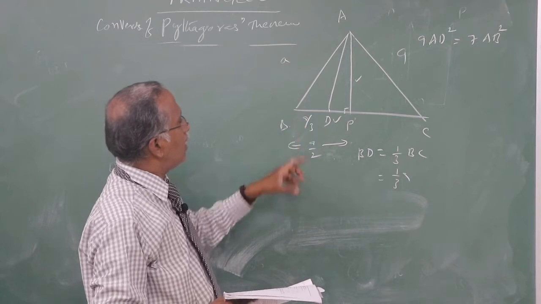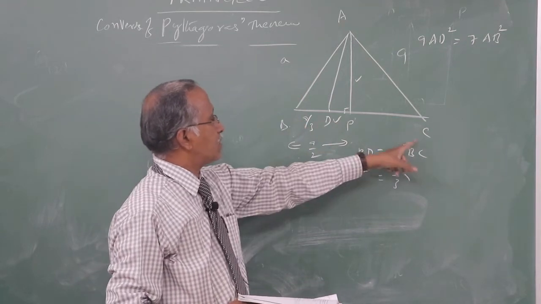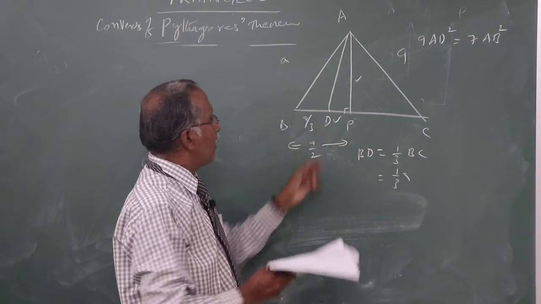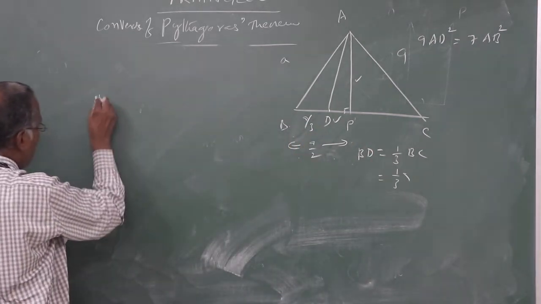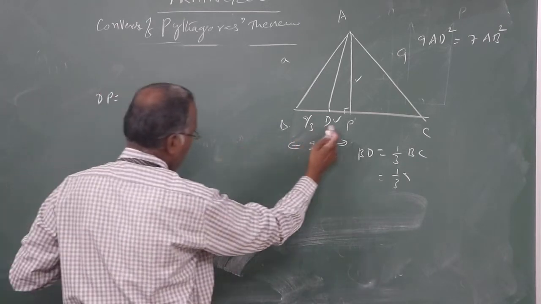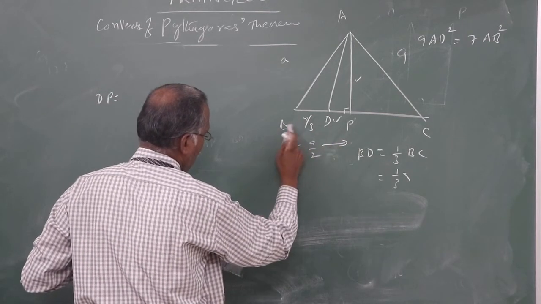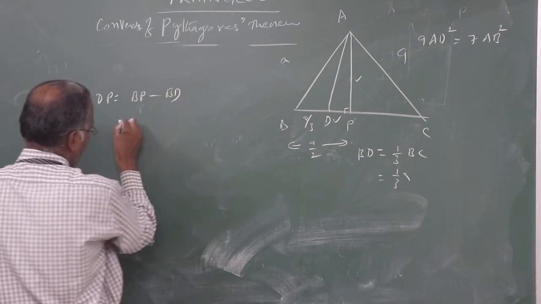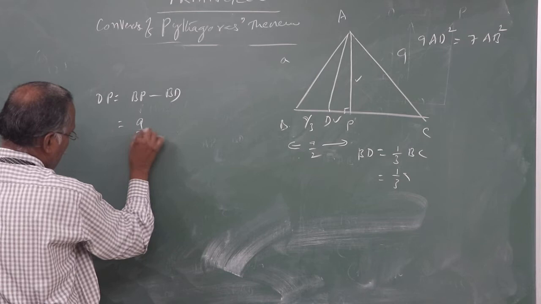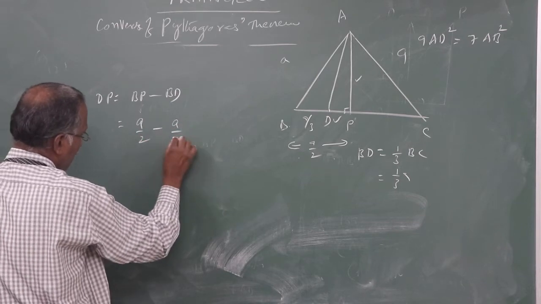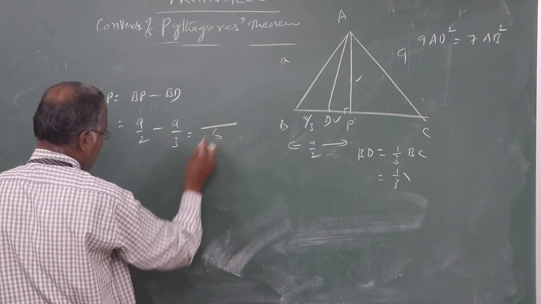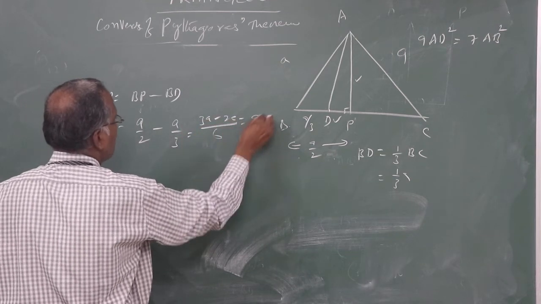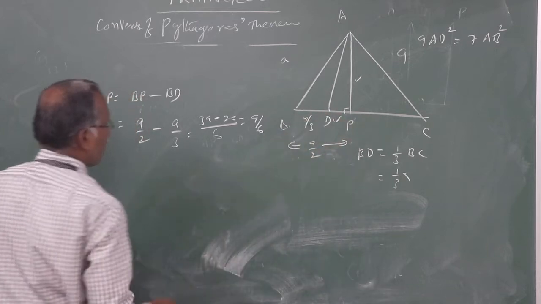Remember, very simple here. BP is half of BC, therefore A by 2. BD is 1 by 3 BC, so A by 3. Calculate DP. How do you calculate DP? Very simple. DP can be written as BP minus BD. BP is A by 2, BD is A by 3. LCM is 6. Then 3A minus 2A is equal to A by 6. That's what I told you.